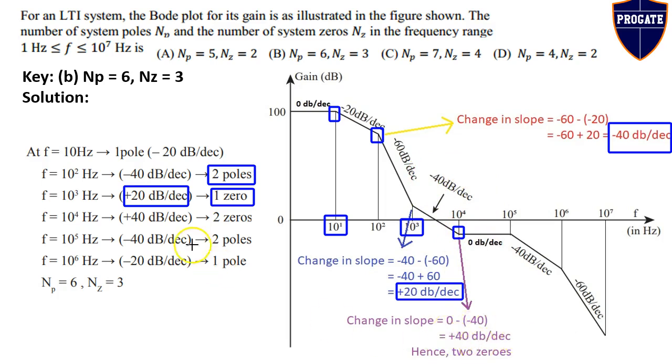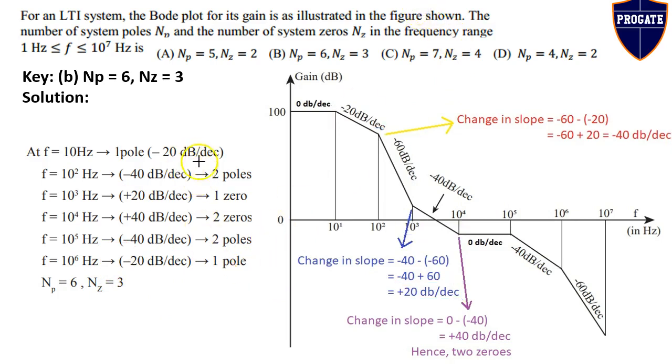Now, at 10^5 Hz, the change in slope is minus 40 dB per decade minus 0 is equal to minus 40, which corresponds to two poles. At 10^6 Hz, the change in slope is minus 60 minus of minus 40 is equal to minus 60 plus 40 is equal to minus 20, which corresponds to one pole. So if we count all the poles and zeros, we get 6 poles and 3 zeros are present from this point to this point. Thank you.